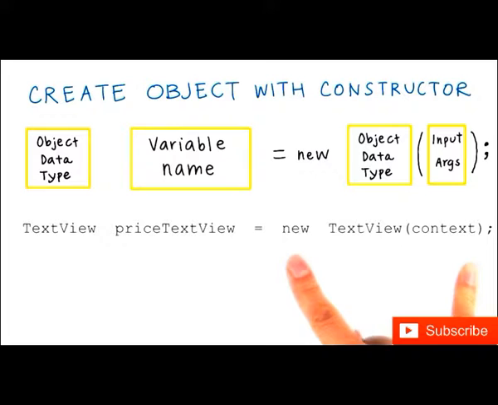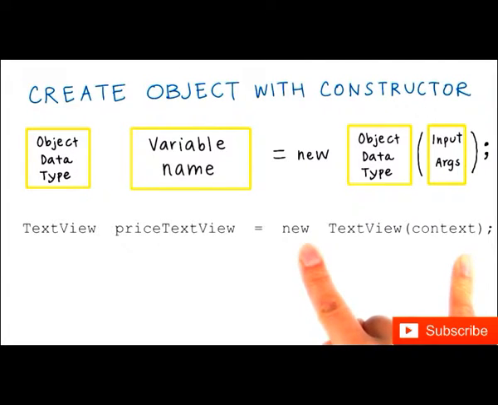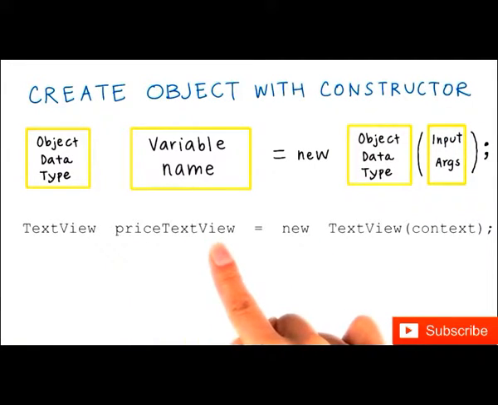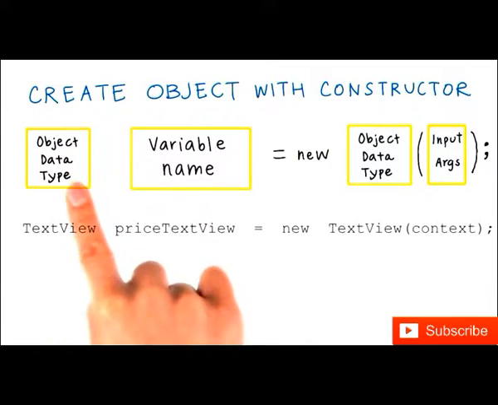The right-hand side follows the format of new, followed by the object data type, which is TextView in this case. This is calling the constructor defined in the TextView class, so we have parentheses with the input arguments to the constructor. So if the constructor requires a context object, then we need to pass a context here. Remember that the context object helps you access application resources and other things about the application environment. So altogether, this is creating a new TextView object by calling the constructor, and then it's storing this new object inside a variable called priceTextView. And this variable can only hold a single TextView object as defined by its data type.